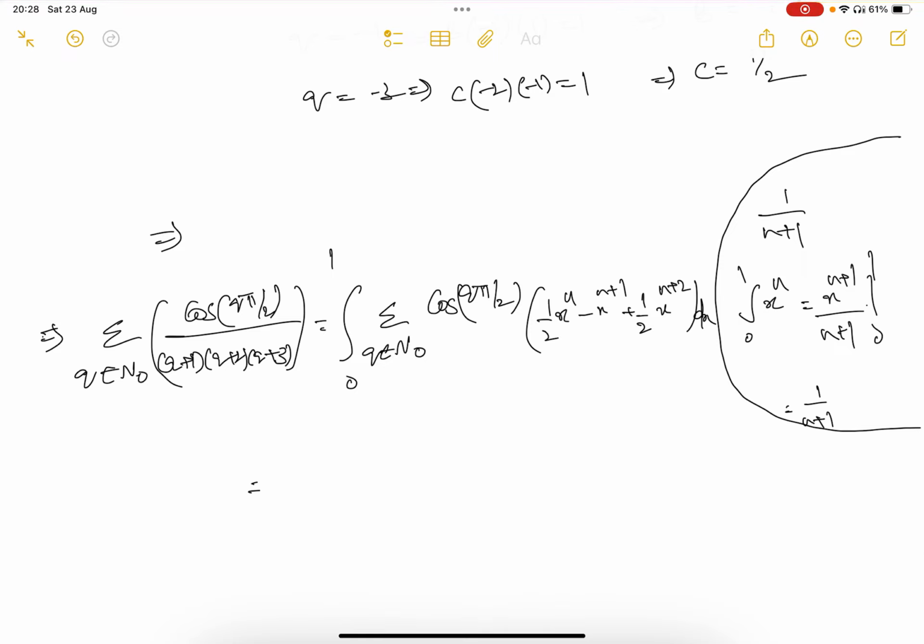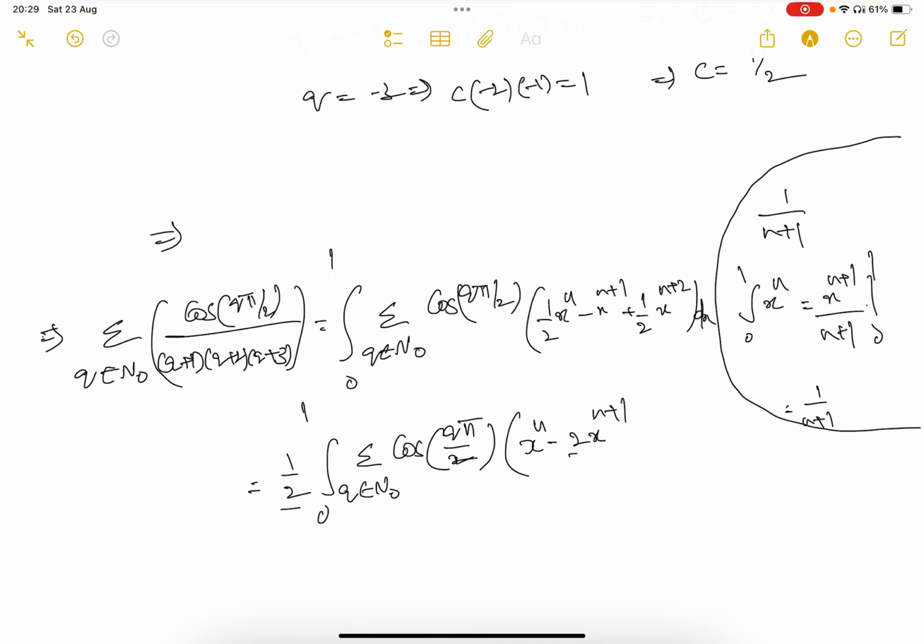Then let's do one thing. Let's bring the half factor common. Then this will be integral 0 to 1 summation q belongs to n naught cos of q pi by 2, and this will be x power n. This will be minus 2 into x power n plus 1. As you can see, there is no 2 factor in the second part, so we have multiplied with 2. Then this will be plus half plus x power n plus 2 into dx.